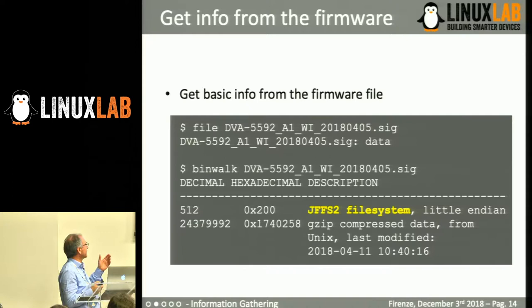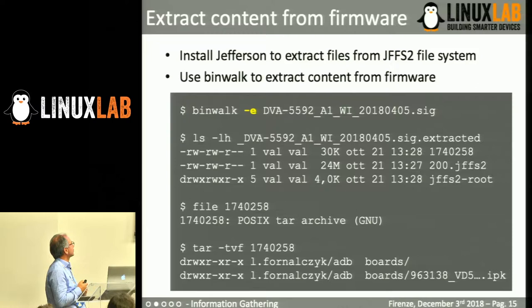Once you have the firmware file, you have to analyze it. In this case, I downloaded it from the supplier website. And there is a fantastic piece of software called binwalk. Binwalk analyzes a binary file trying to find signatures for popular file systems and other structured data. In this case, binwalk found a journaling flash file system at offset 0x200 and also a piece of gzipped compressed data. Binwalk also has the -C option to extract what it has found inside the firmware file.